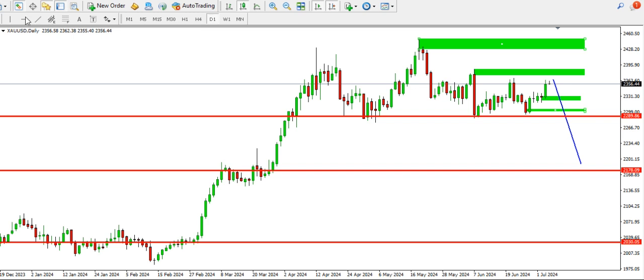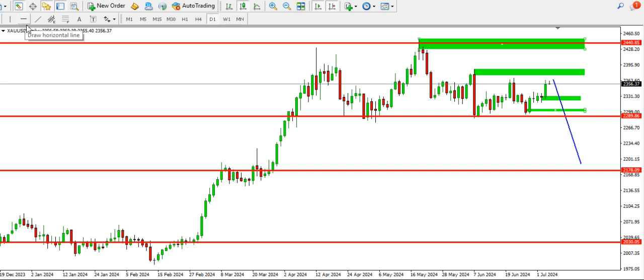and more sellers are stationed here, to prevent price shooting up unnecessarily. I'm talking about the 2440. But for now, there seems to be some level of balance between the buyers and the sellers. For now, we have price ranging, the range top 2440, range bottom 2280 level. So there seems to be some kind of balance between the buyers and sellers, but we don't know for sure when this range is going to be over.